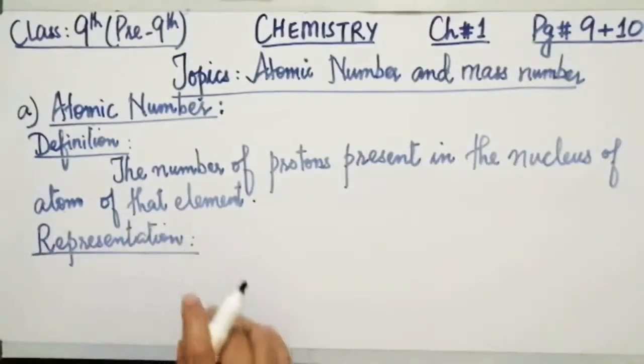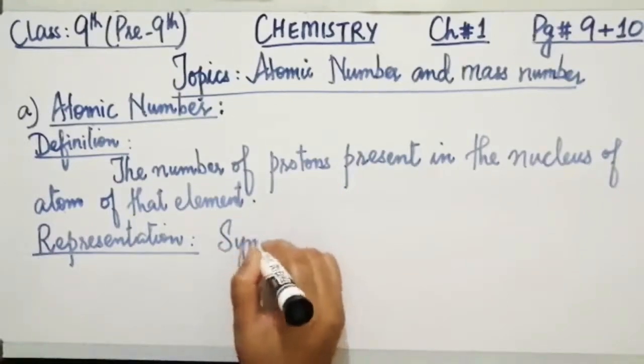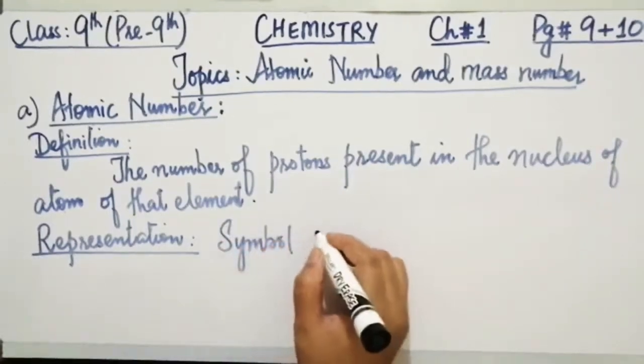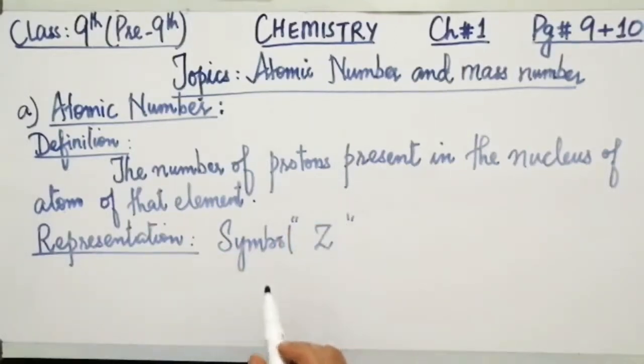Basically, atomic number is represented by the symbol Z. Symbol Z. So you will write that the atomic number of an element can be represented by the symbol Z.